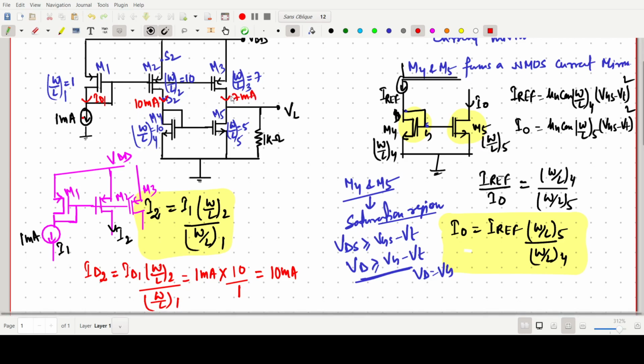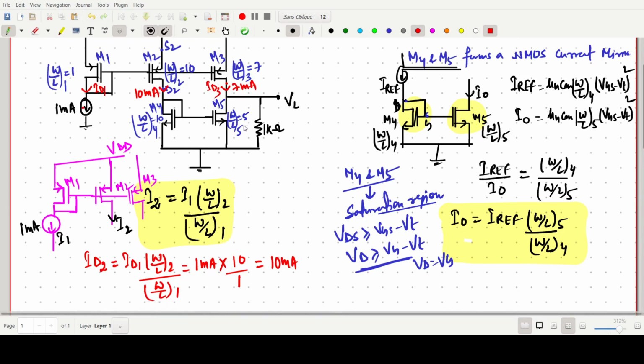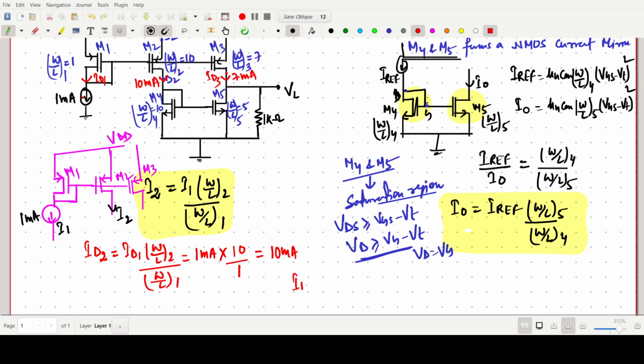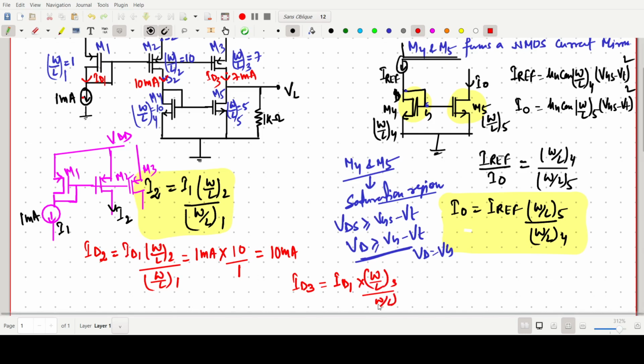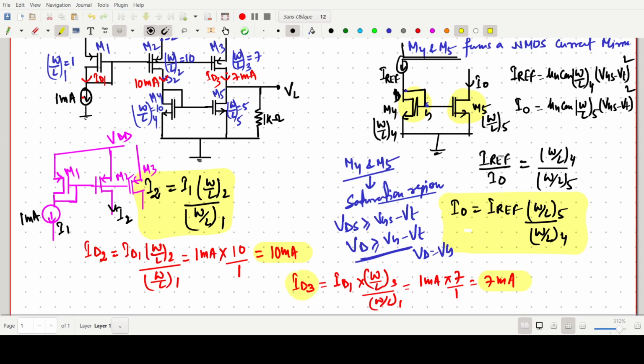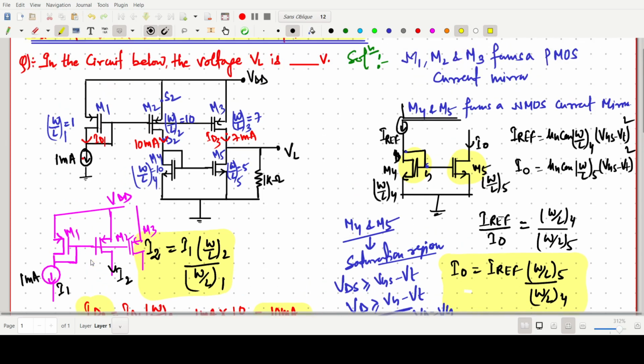How? Again, this one is our ID3. I can directly write it, but we can easily do it like this. ID3 equals ID1 into W by L of 3 divided by W by L of 1. So ID1 is 1 milliampere, 7 by 1, so 7 milliampere. So this one is 10 milliampere, 7 milliampere, ID3, ID2. Okay, so it is very simple.